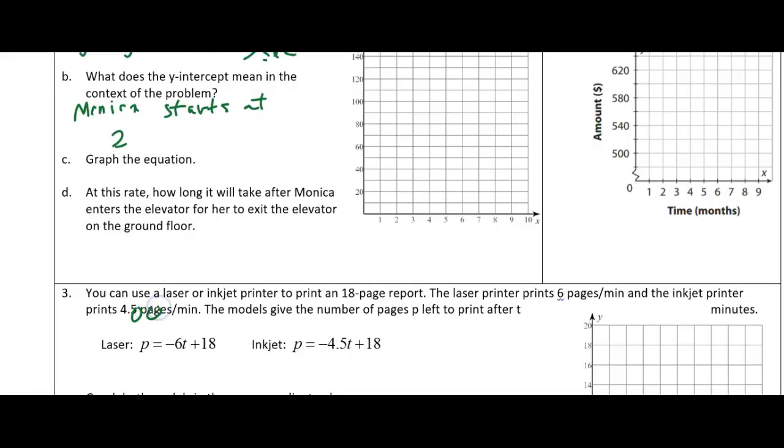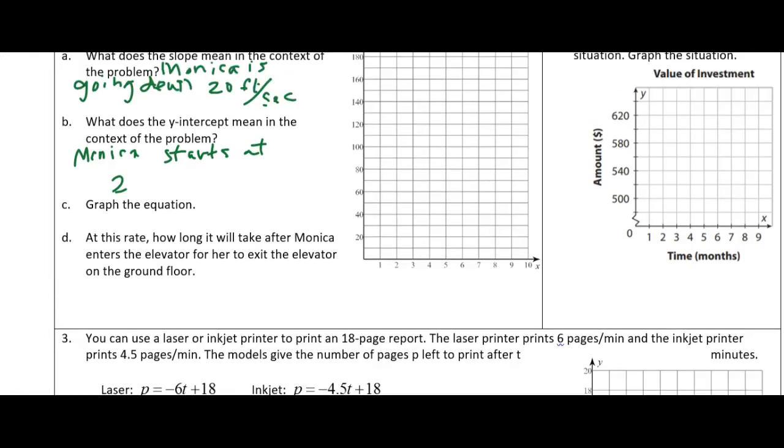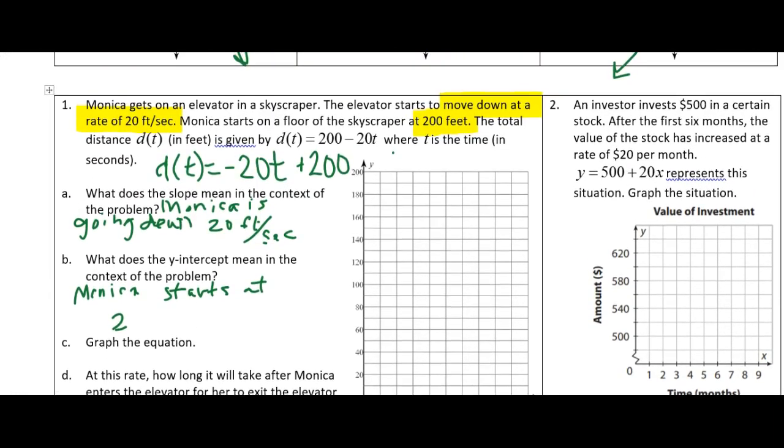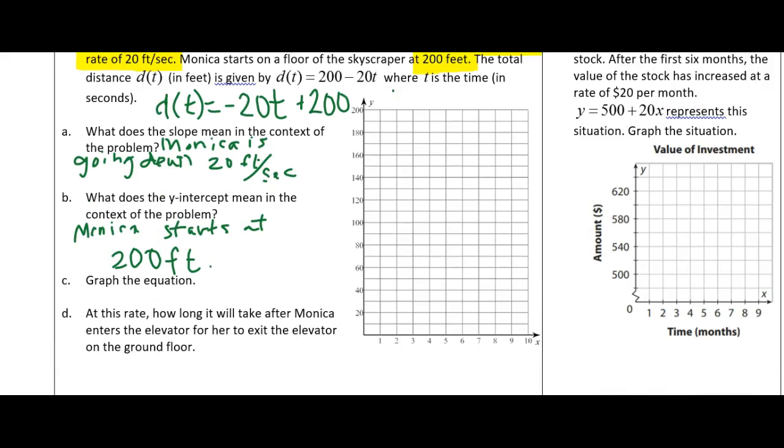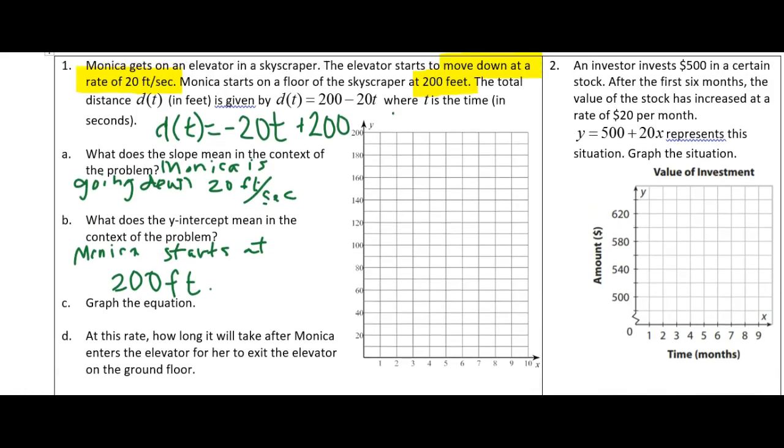At 200. Oh, and it just moved me again. I don't know why it keeps moving me down now. Maybe my arm keeps hitting it somehow. All right, let me move back up to the top now. Monica starts at 200 feet.